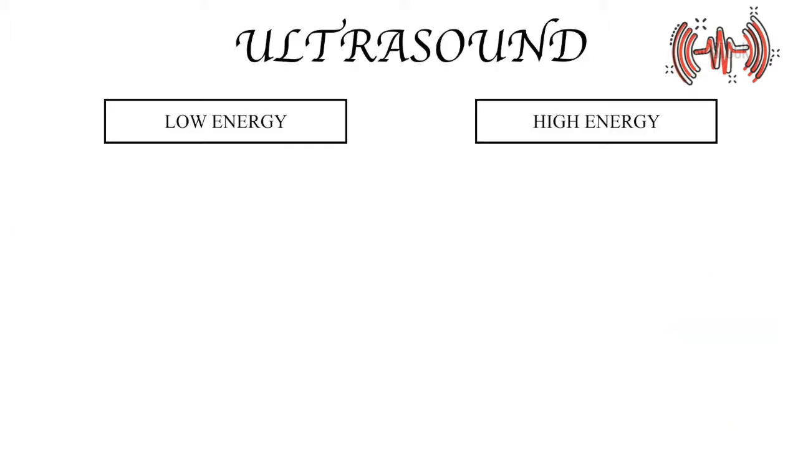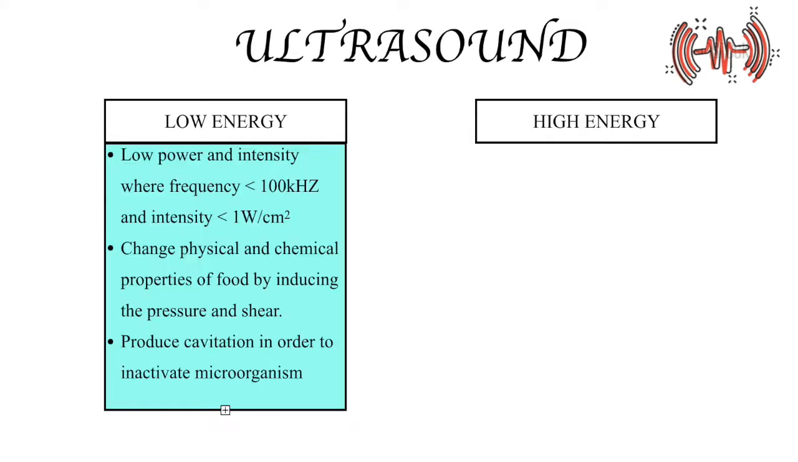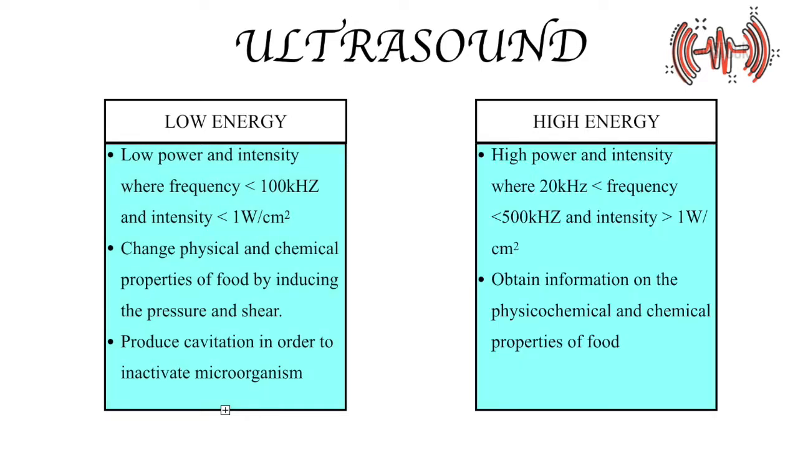Basically, ultrasound can be divided into low energy and high energy. In low energy, it is low power and intensity, where the frequency is below 100 kHz and the intensity is smaller than 1. It changes the physical and chemical properties of food by inducing the pressure and shear. In high energy, it is high power and intensity where the frequencies is in between 20 kHz to 500 kHz and the intensity is greater than 1. We obtain the information on the physical and chemical properties of food.